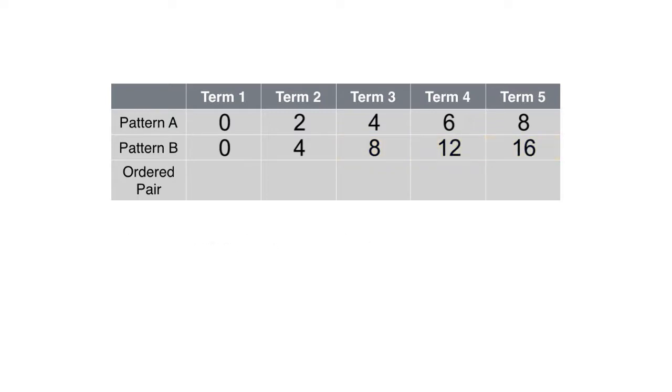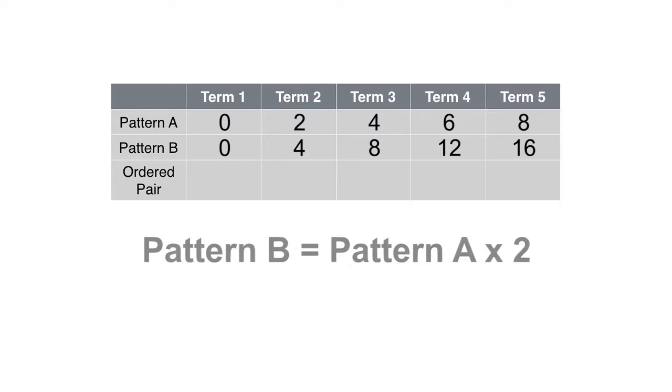The relationship for the corresponding terms is pattern B is 2 times as many as the same term from pattern A. This pattern between A and B continues for each of the 5 terms. Let's write the patterns in ordered pairs. Pattern A will represent the x-coordinate, and pattern B will represent the y-coordinate.